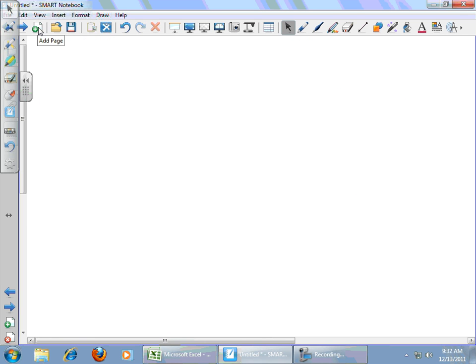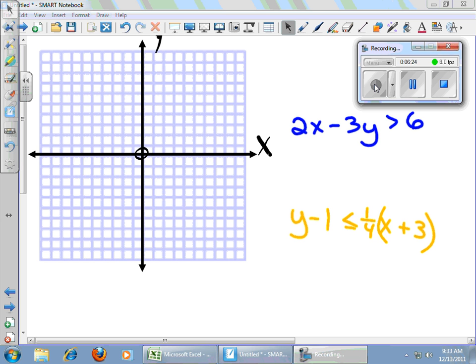Let me get my graph paper out here. Here are my two inequalities. My second one, the yellow one, is written in point-slope form. So the first thing I'm going to do is find the point. I'm not in writing mode, pardon me. I'm going to find the point.